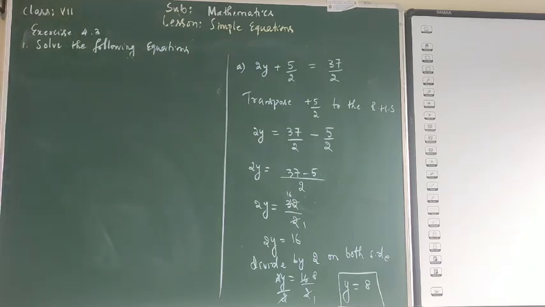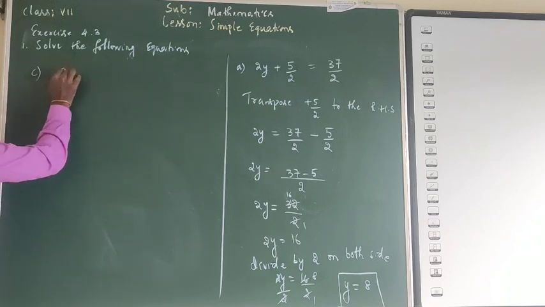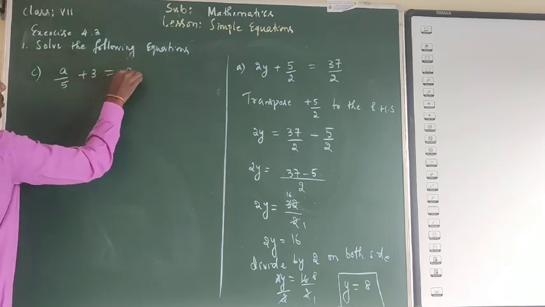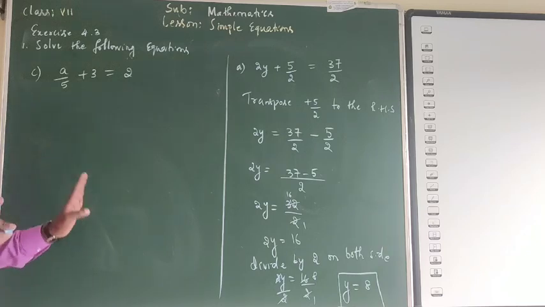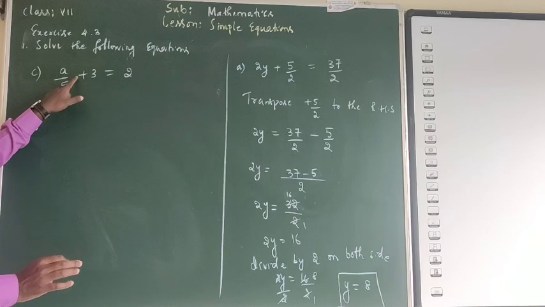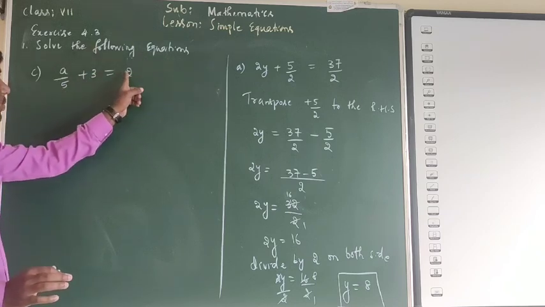Okay. Now, some of the equations I will give you as homework. So, C: a by 5 plus 3 is equal to 2. It's a very simple equation, no confusion here. 3 is added here. I will be transposing 3 to the other side. Then it will become 2 minus 3.